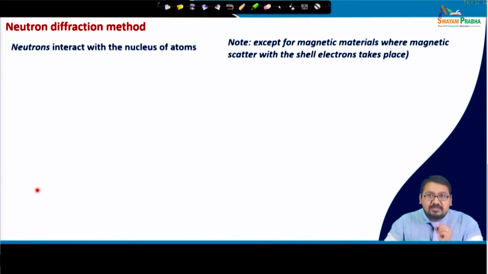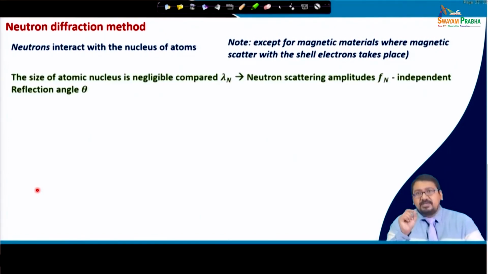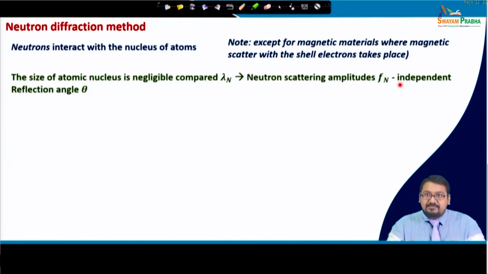But in normal non-magnetic, polycrystalline materials, neutrons interact with the nuclei of the atoms. The size of the nucleus inside each atom, which is periodically arranged in a polycrystalline material, is very small compared to the wavelength of the neutron. So the atomic scattering factor of the neutron radiation is basically independent of the reflection, that is the diffraction angle theta. Not only the diffraction angle theta, but all scattering angles theta.